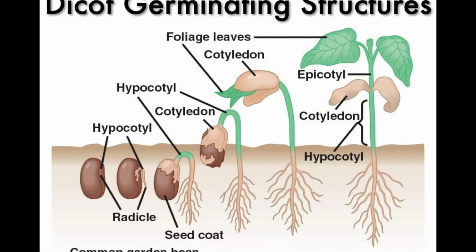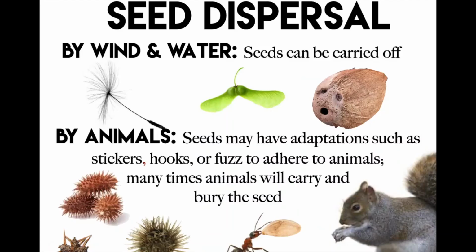Here's the dicot germination, just like we saw on the germinating side. Here are the structures labeled again. You can see the hypocotyl, as the plant rises up, is now going to be below the cotyledon. Hypo meaning below, epicotyl above, and you can see the epicotyl is the upper portion, very close to the first leaves or the plumule.